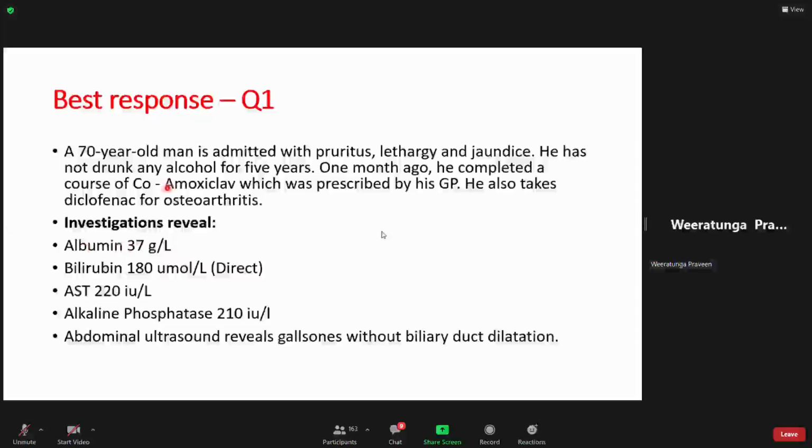Okay, so let's go to the best response question one. A 70-year-old man with pruritus. So this looks like cholestasis: direct hyperbilirubinemia, ALP is high. Mostly cholestasis. So what is the answer? And the ultrasound does not show any biliary dilatation.